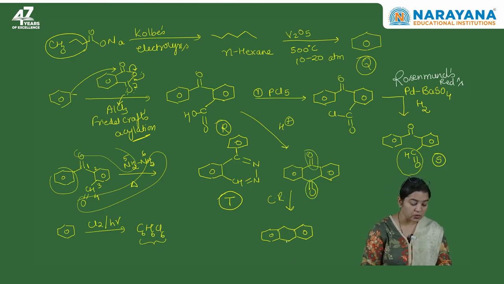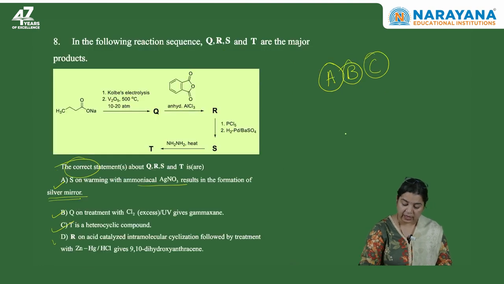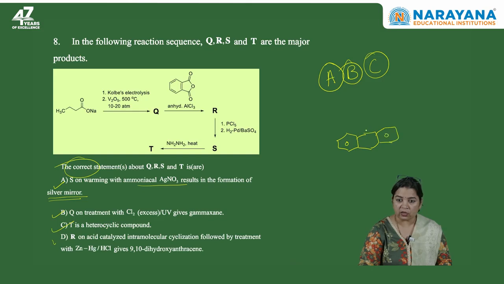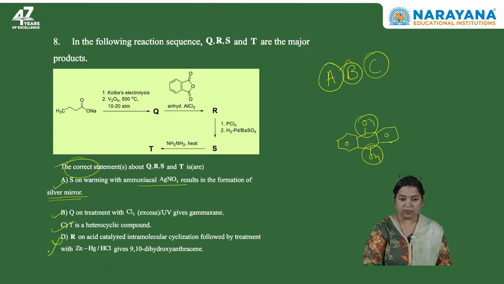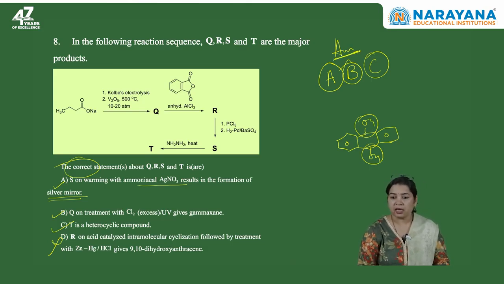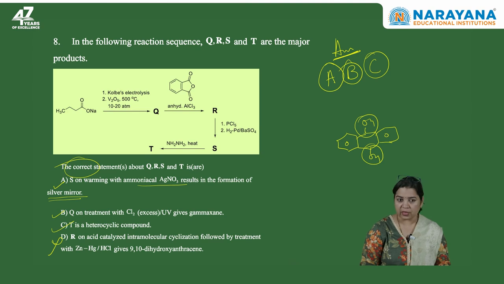Whereas the option says it gives 9,10 dihydroxy anthracene. Let me tell you what is 9,10 dihydroxy anthracene. It is something like this, right? Which is not at all formed. It is not forming alcohol. It will form alkane. So for statement D, we did not find any correct. So let us conclude the answer for question number 8 is A, B and C.